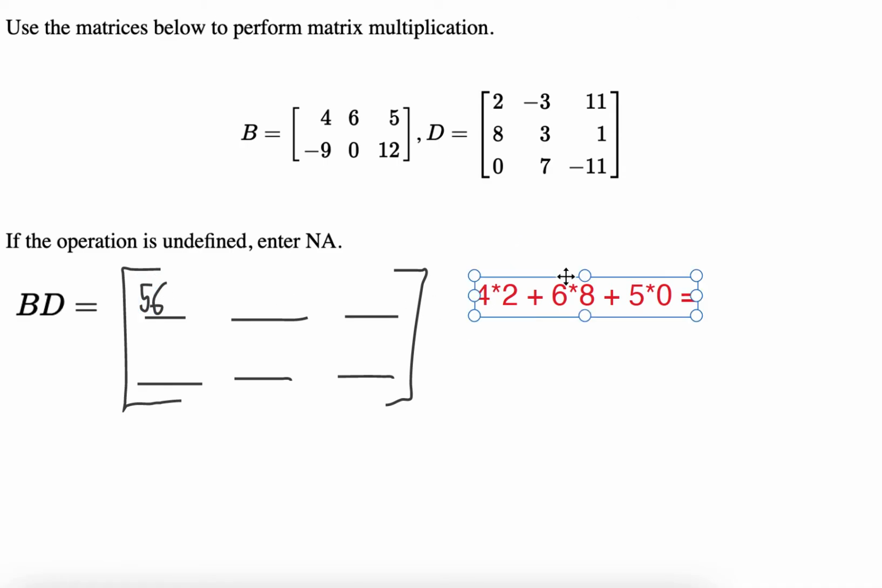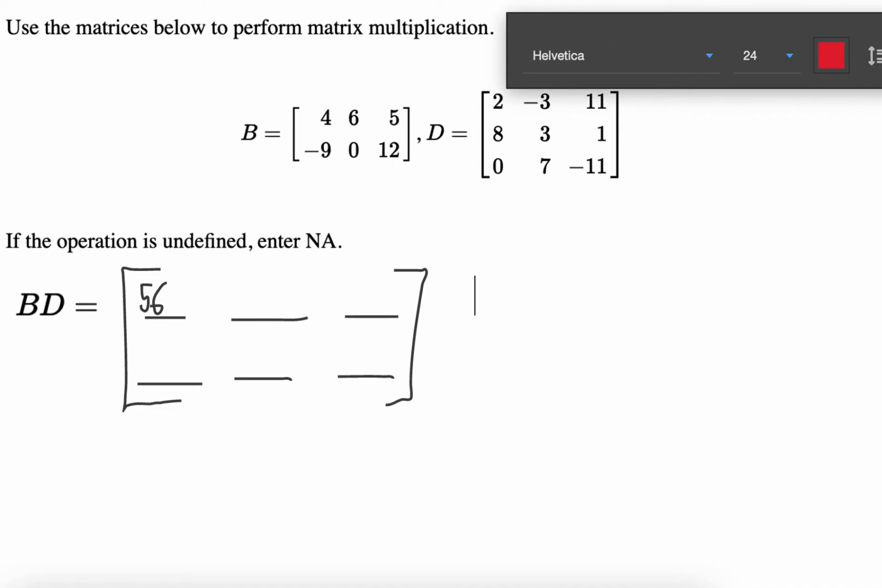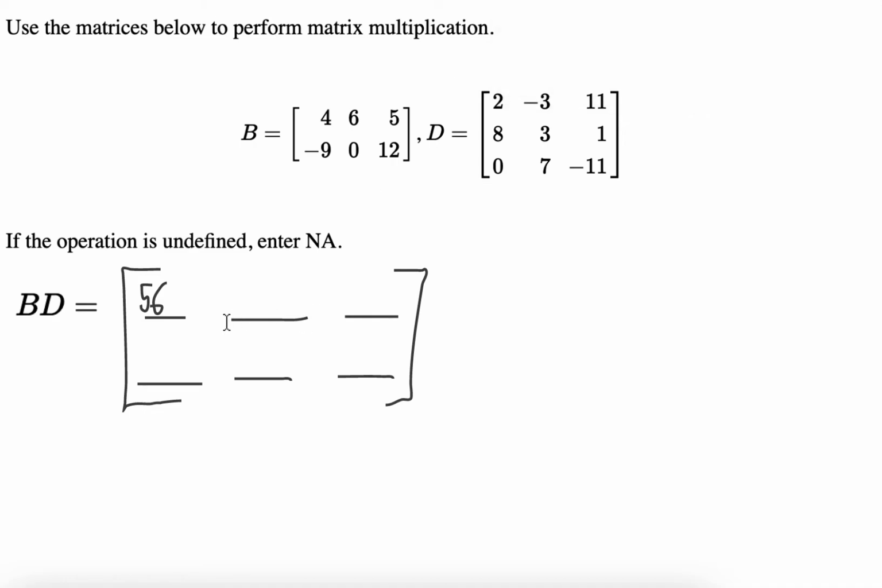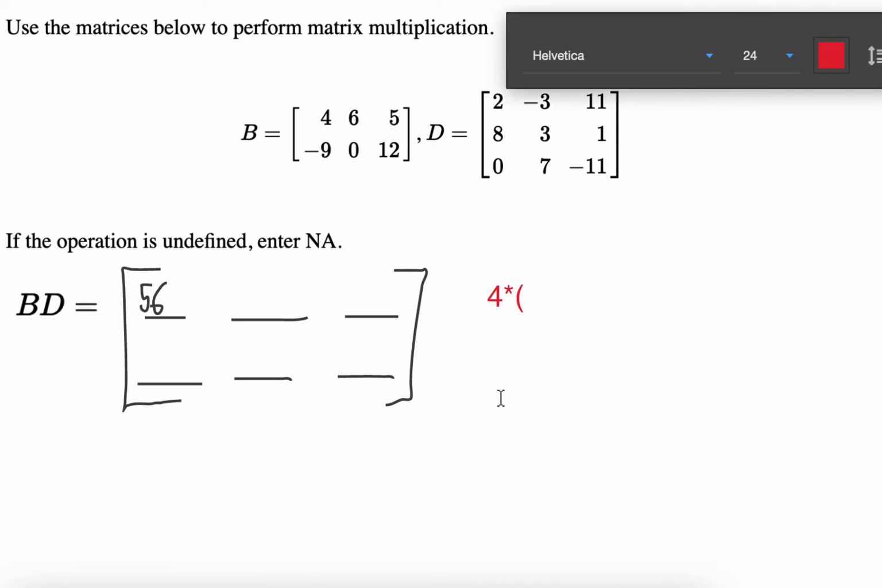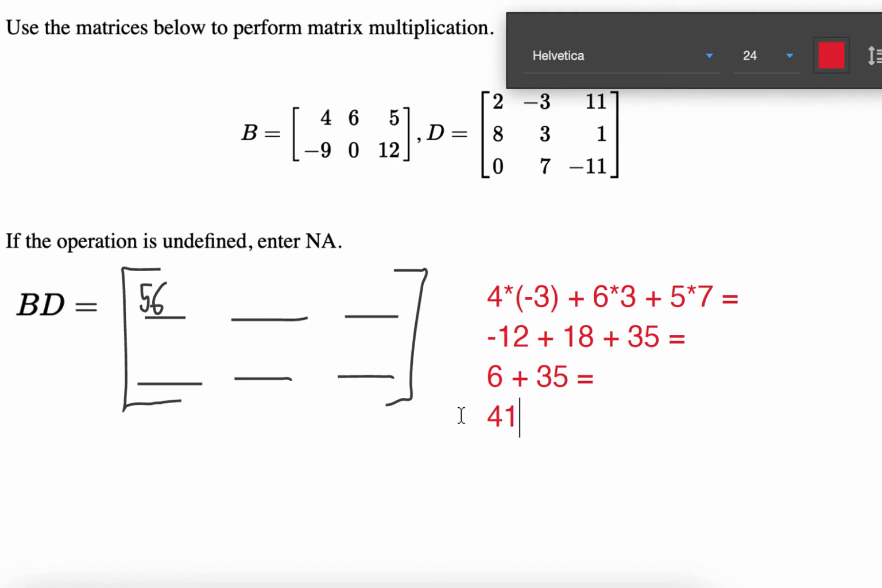And that's it. So just like in the other videos, you just keep going in that same process. This is the first row, second column. So you use the first row of matrix B and this second column of D. So we're going to do 4 times -3, and then 6 times 3, and then 5 times 7. That's -12 plus 18 plus 35. So that's 6 plus 35, which makes 41.